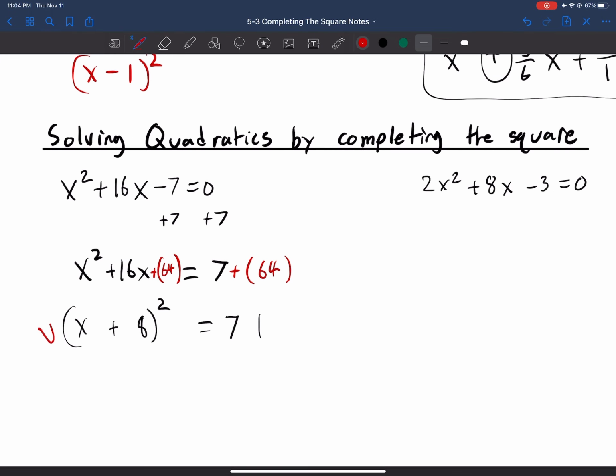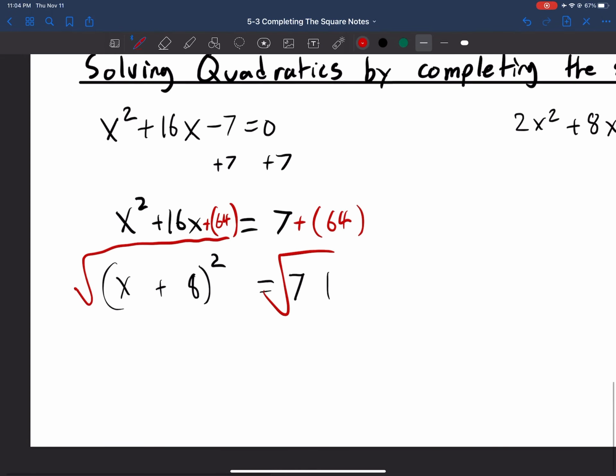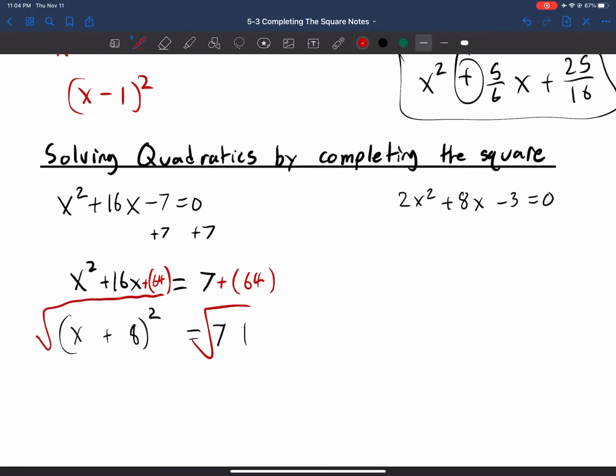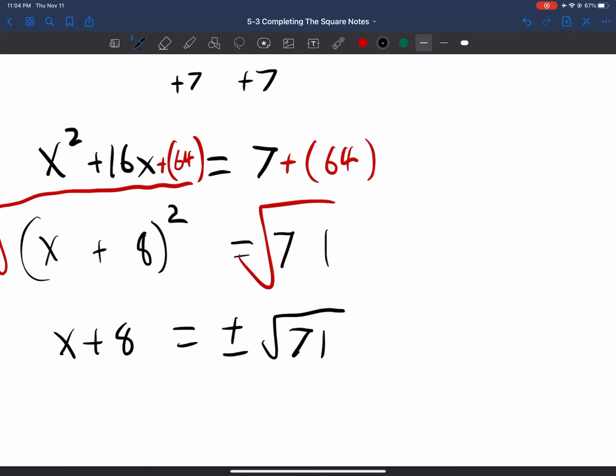Square root both sides. So this is truly ugly and horrid. Square root of 71, nothing pretty. So x plus 8, the whole thing squared, now becomes x plus 8 equals plus or minus the square root of 71. Square root of 71, that's as absurd as it gets, mostly because 71 is a prime number, so it's only made up of 71 times 1. So there's no way I could pull something out of this and get something nice.